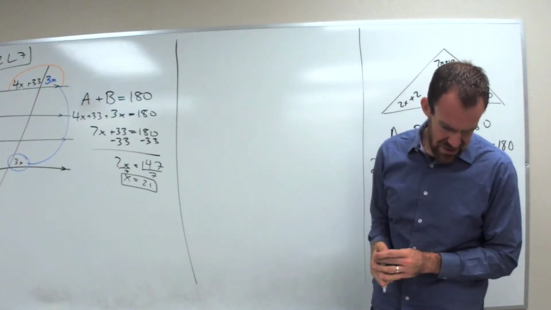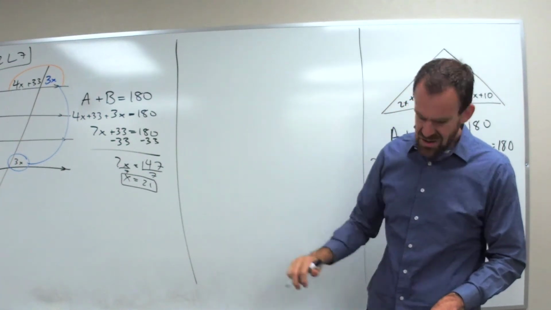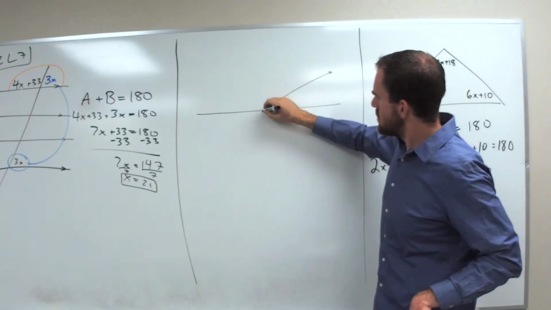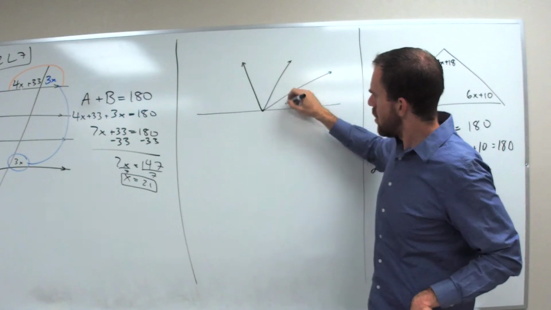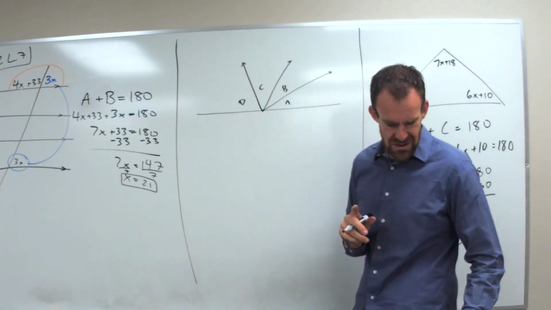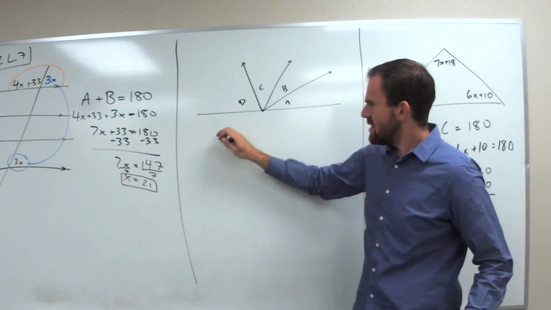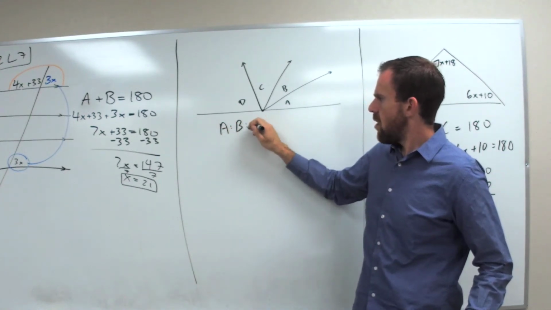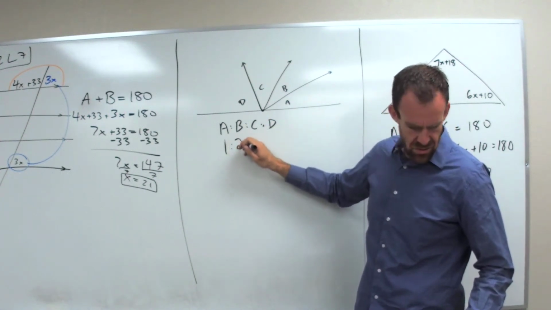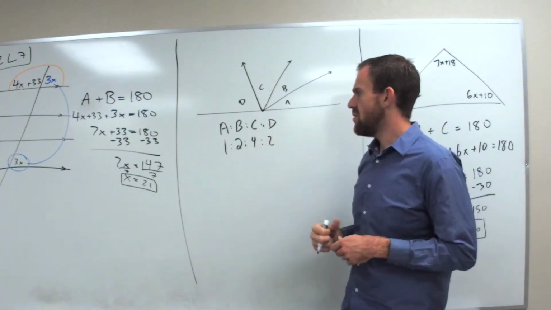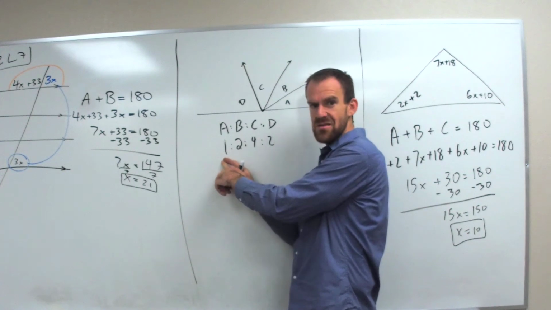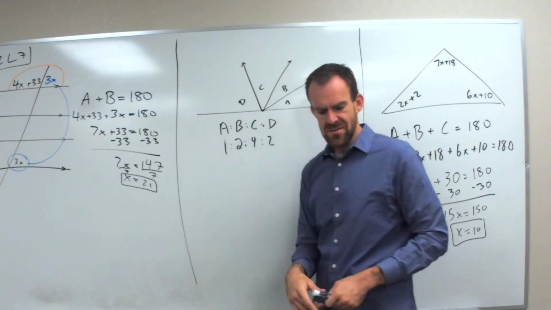All right, so they tell us that the measures of angles A, B, C, and D, and they give them to us, are in a ratio. Watch this. Measures of A, B, C, and D are in the ratio of 1 to 2 to 4 to 2. So that means that B is twice as big as A, C is 4 times as big as A, D is 2 times as big as A.